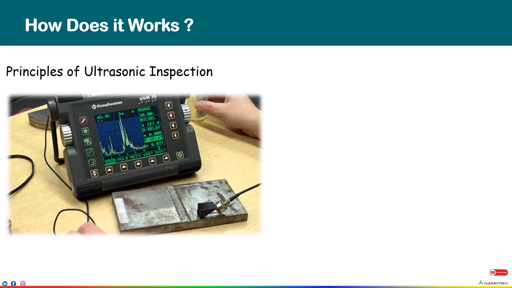Now we are ready to understand the principles of ultrasonic inspection. First, we will get a general idea about a basic ultrasonic process.